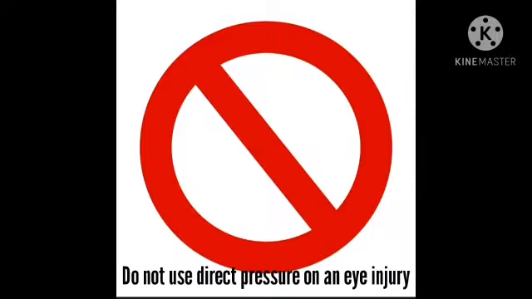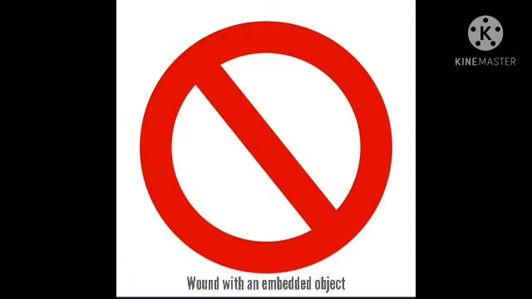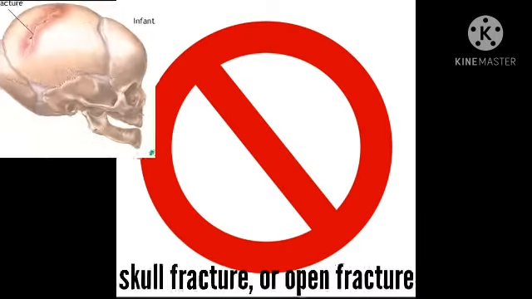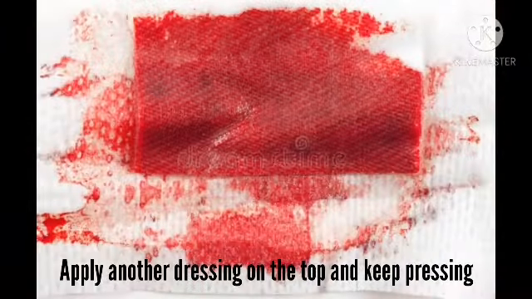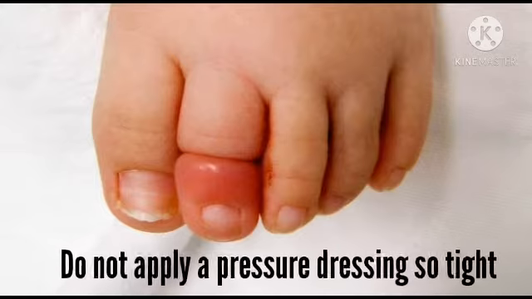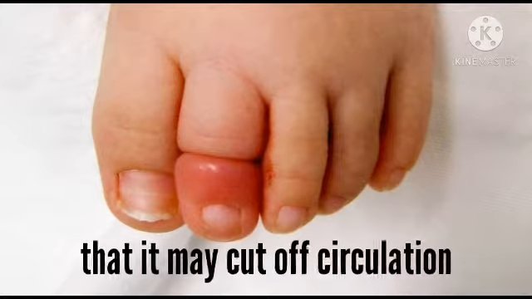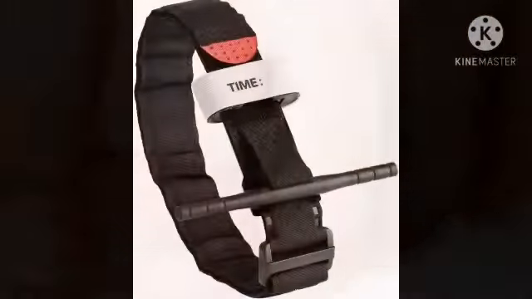Do not use direct pressure on an eye injury, wound with an embedded object, skull fracture, or open fracture. Do not remove a blood-soaked dressing. Apply another dressing on top and keep pressing. Do not apply a pressure bandage so tight that it may cut off circulation.